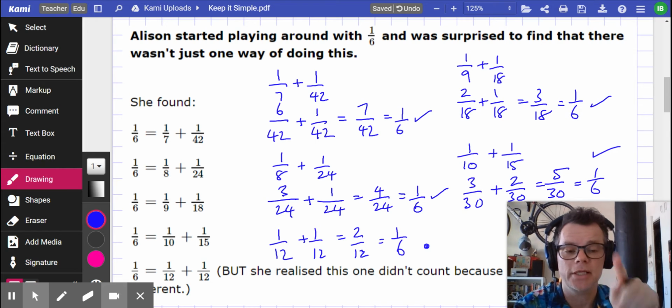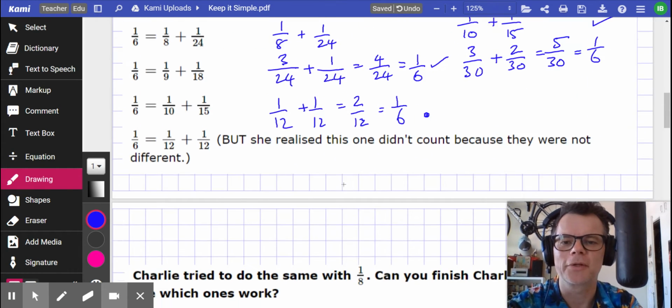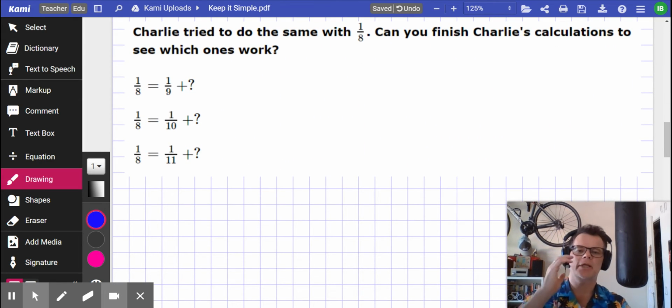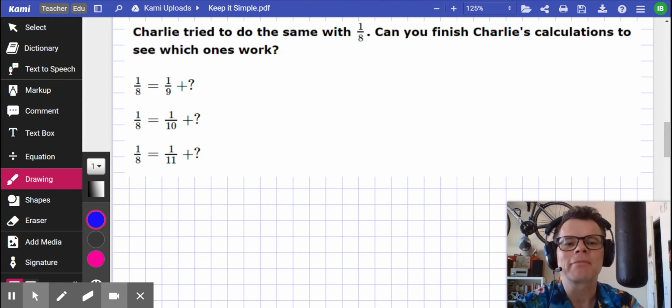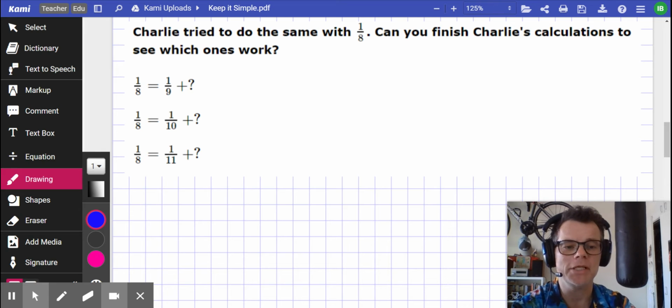to help you for this next part because here's the actual problem. Here it comes. Charlie tried to do the same thing with 1/8. Can you finish Charlie's calculations to see which ones work? So here we go. Your chance to pause the video. Pause it. Don't just watch me do it. You won't get better at maths watching me do maths. So pause the video now and I'll go through some solutions in a moment.